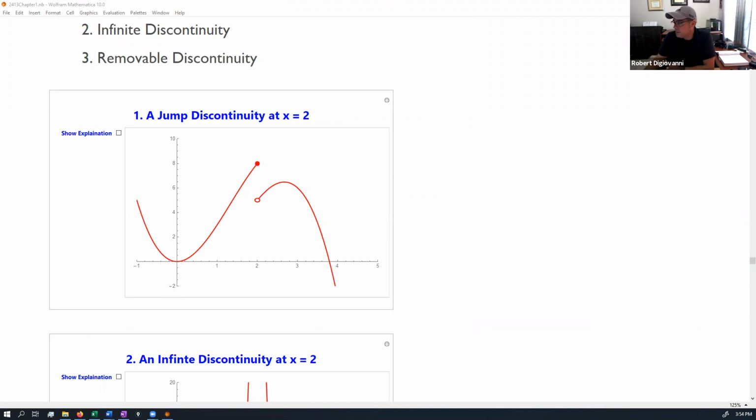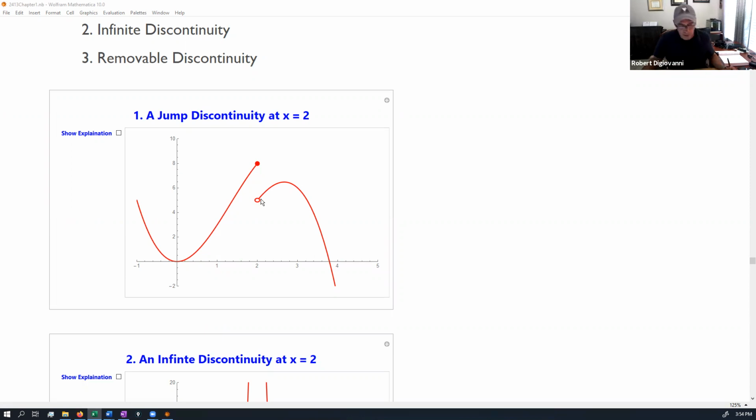So Caitlin's up. Caitlin, how's it going? Good. Okay, Caitlin, does the limit as x approaches 2 of this function exist? From the left or right? From the left. Yes. And it looks like it's about what? 8. Okay. How about from the right? Does a limit exist? Yes.